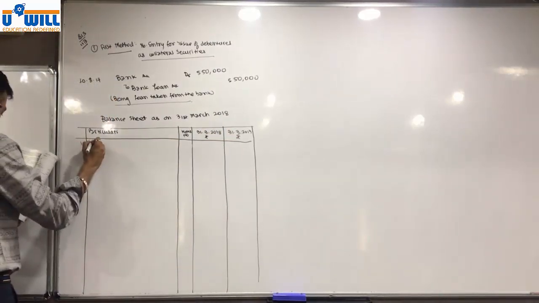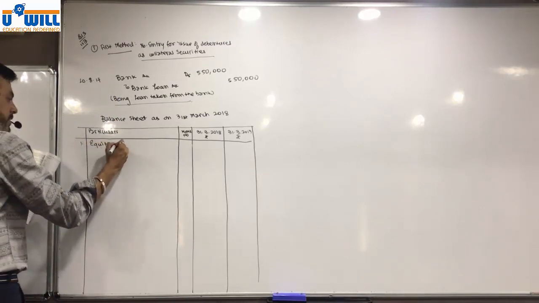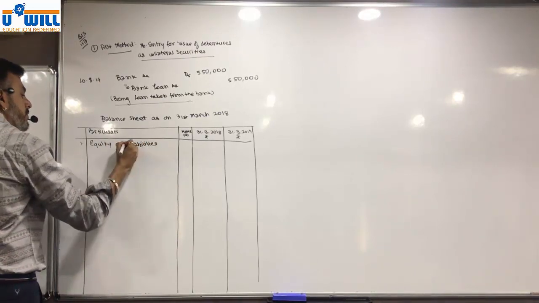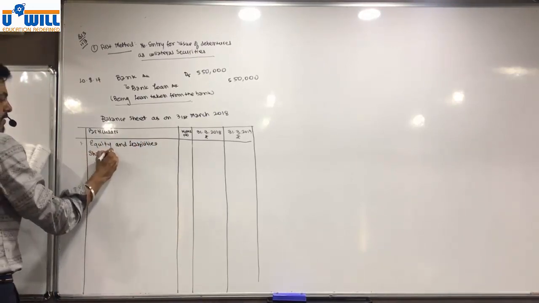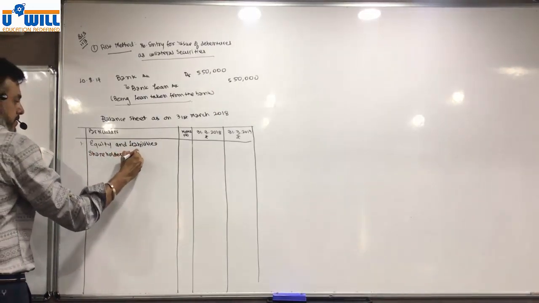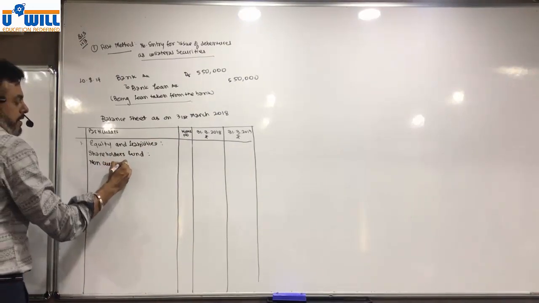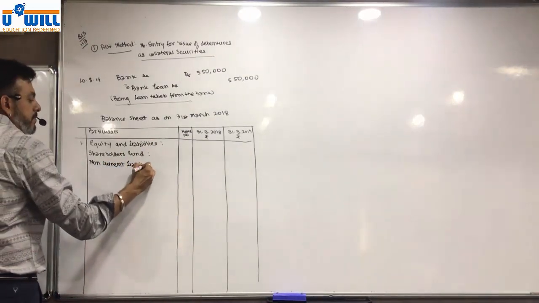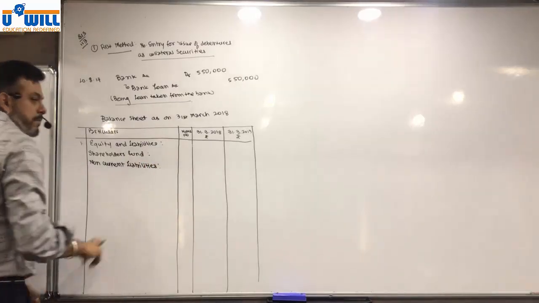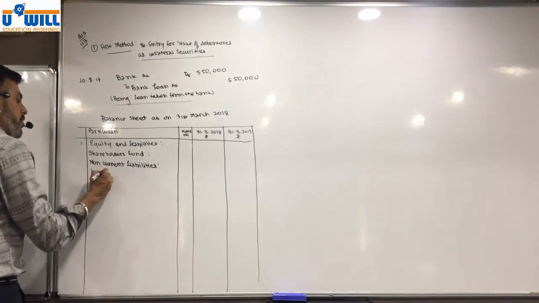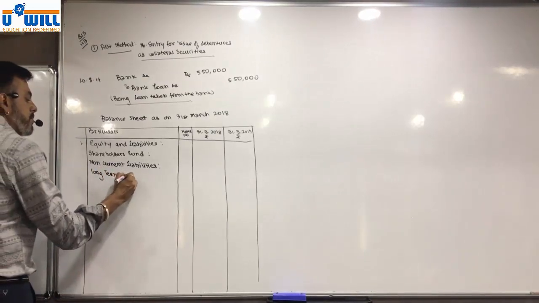First, equity and liabilities. उसमें शेयर होल्डर्स फंड, नॉन करंट लायबिलिटीज. What are non-current liabilities? Long term are non-current liabilities. उसके अंदर लिखो long term borrowings.